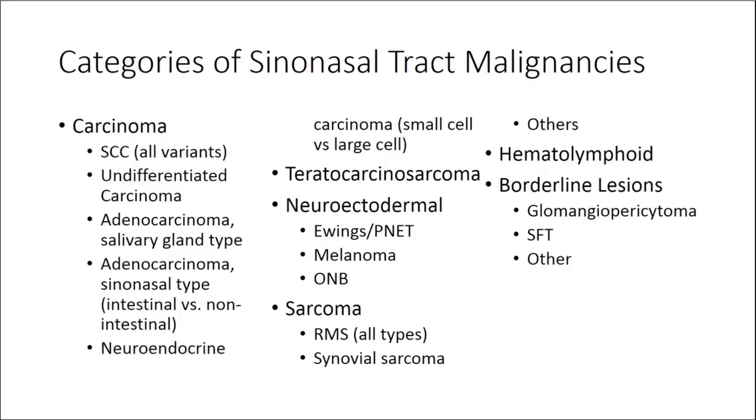So in terms of the categories of the sinonasal tract malignancies, and this is based on the WHO, there are a variety of different types of neoplasms that you can see in this area. So you have a whole host of carcinomas. There's a whole host of neuroectodermal tumors, including olfactory neuroblastomas and melanomas, and then a whole host of sarcomas, as well as other types of neoplasms.